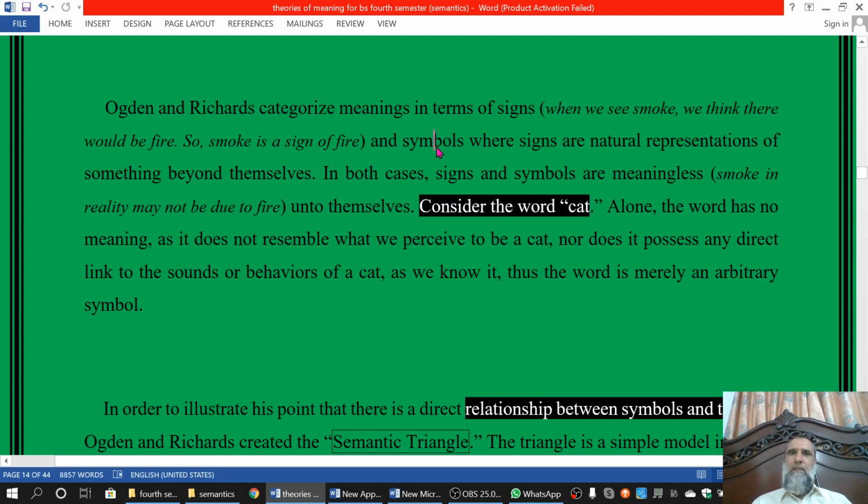Symbols are quite arbitrary. For example, if you take the word cat and you don't know, for example, English language, then you would not be able to get any idea from what cat stands for. Therefore, we say that cat would give you no meaning if you do not have the knowledge of English language. Therefore, cat, C-A-T, the word, and cat, the animal, do not have iconic relationship. So this is the difference between sign and symbol.